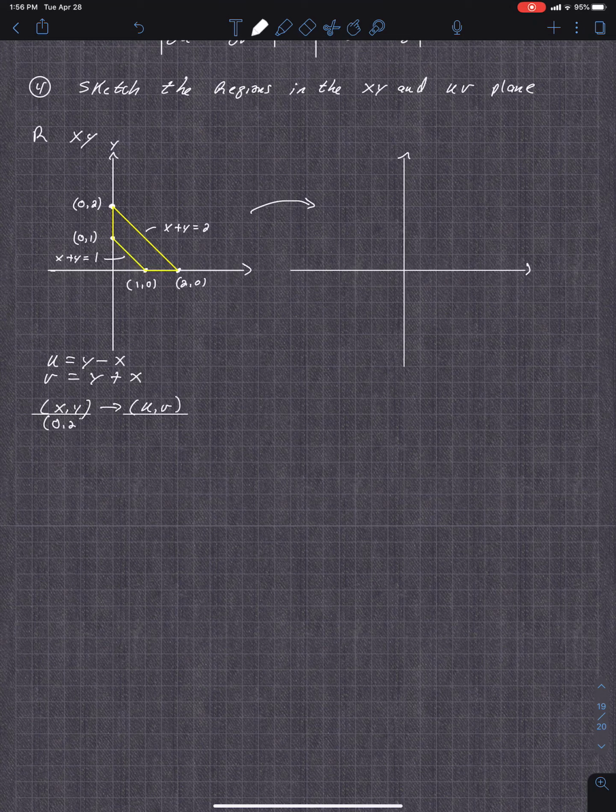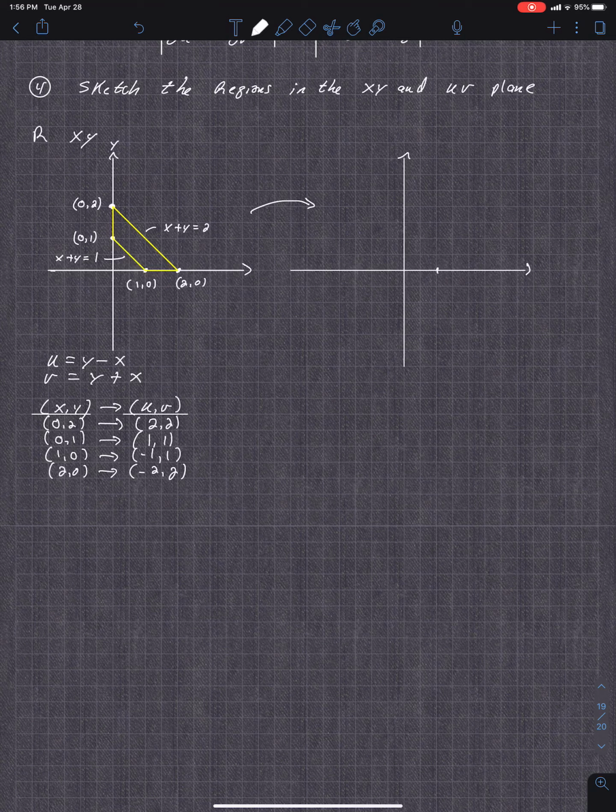So 0, 2. This is just what I have. It doesn't really matter the order you do this, of course. So do this calculation on your own. Okay, so you have those points when you do the transformation. So labeling those points, 2, 2, 1, 1, right?